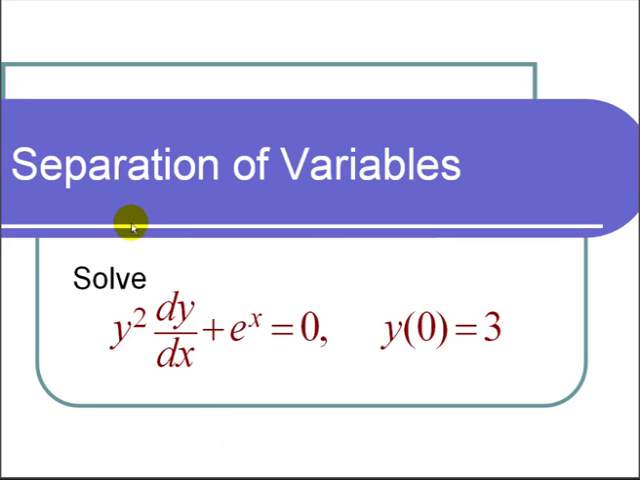This is a video on using separation of variables to solve a differential equation. The question states: solve y squared times dy/dx plus e to the x is equal to 0. And we're given the initial condition y of 0 is equal to 3.